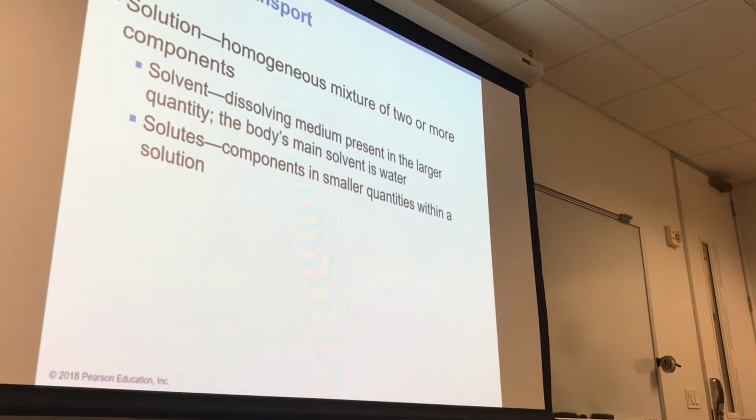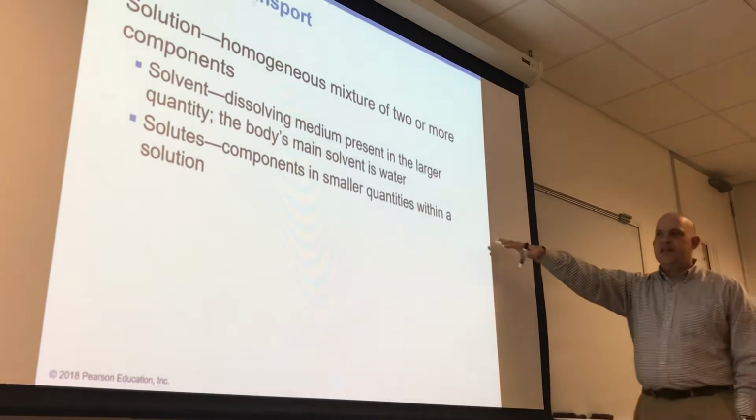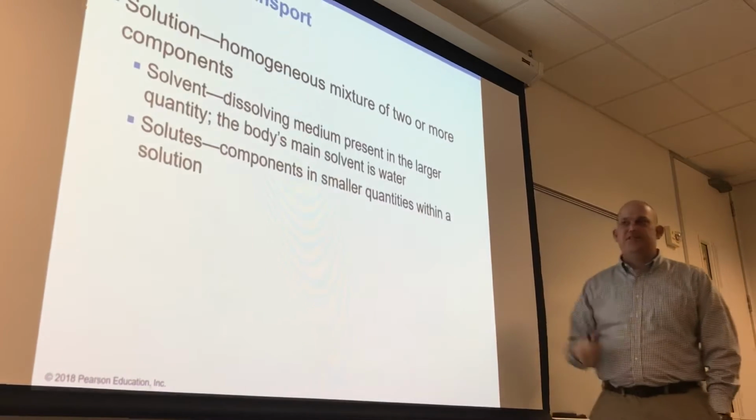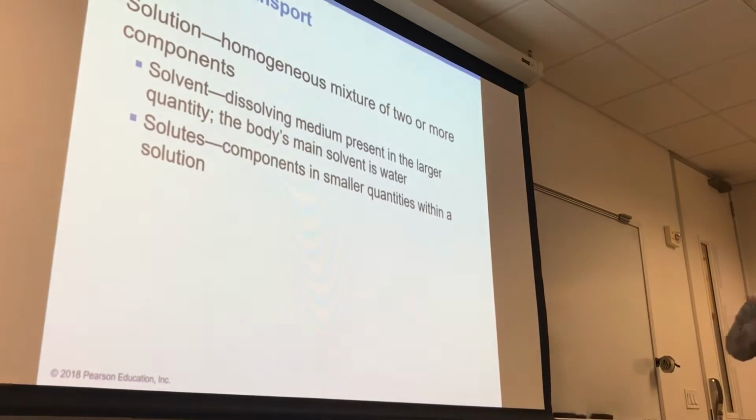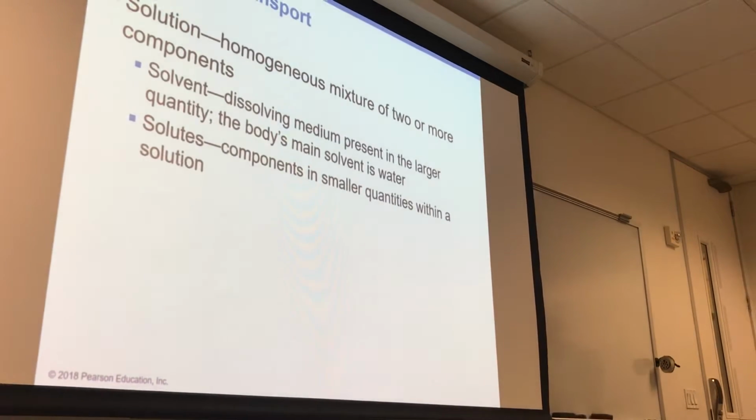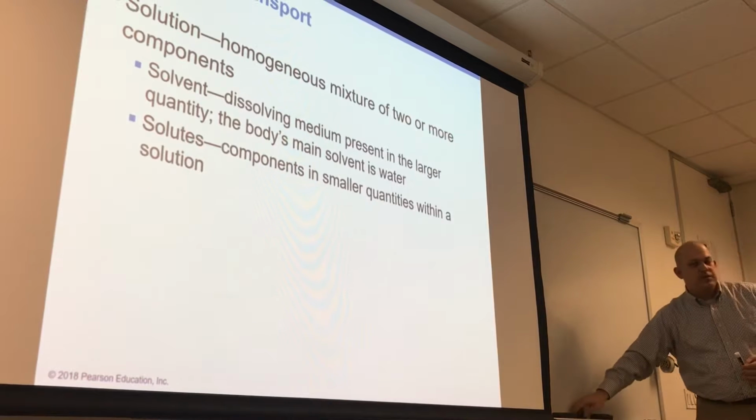Or if I take water and add sugar to it, same thing. Now I'm going to get sugar water. The particles, or these components within the solution, are going to be referred to as solutes. And so when we talk about active transport and diffusion and osmosis, we're going to talk about moving solutes or moving solvent. So understanding which one's which is important.